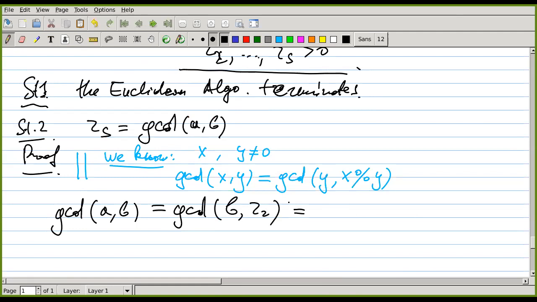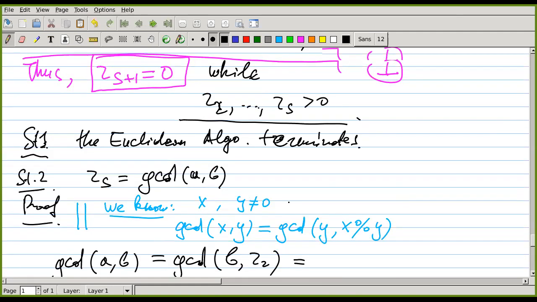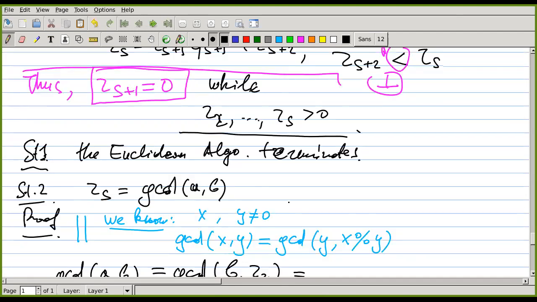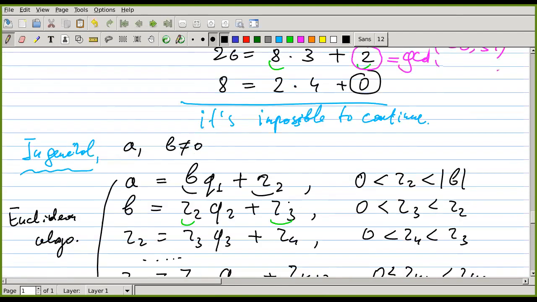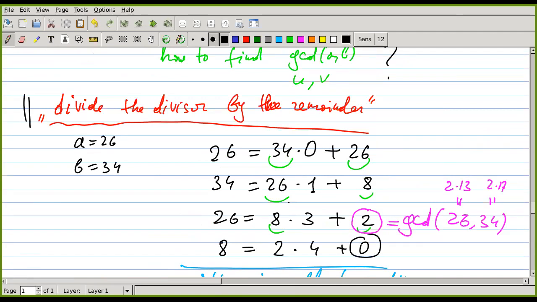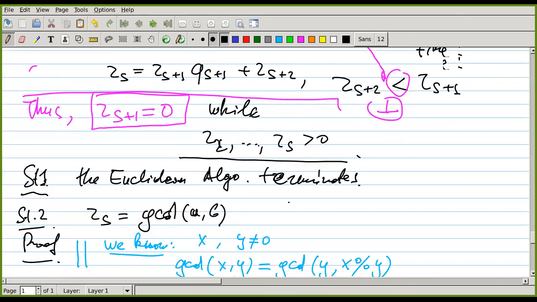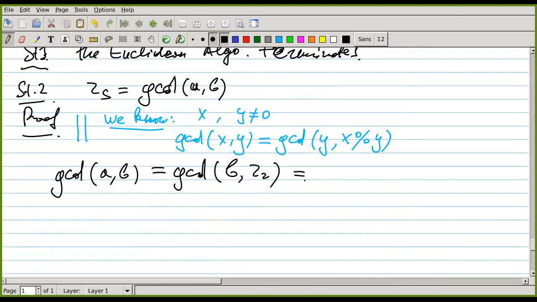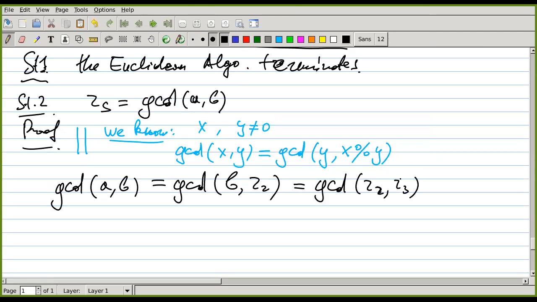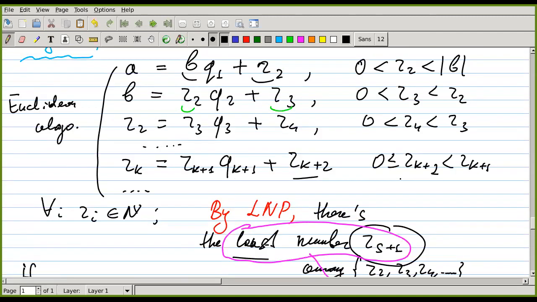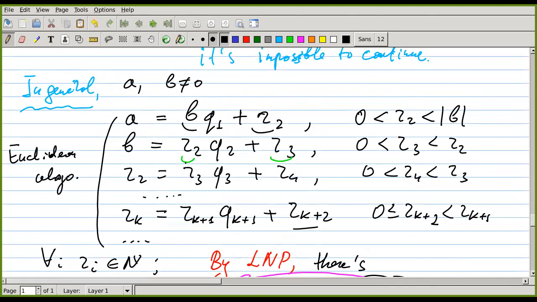Is it clear? Yes, the next step will be R3 and R2. Of course, as our procedure was designed this way, divide the divisor by the remainder. That means that the greatest common divisor does not change. So this one equals the greatest common divisor of R2 and the remainder we have obtained here, which is R3. R3 is just the remainder after dividing B by R2.